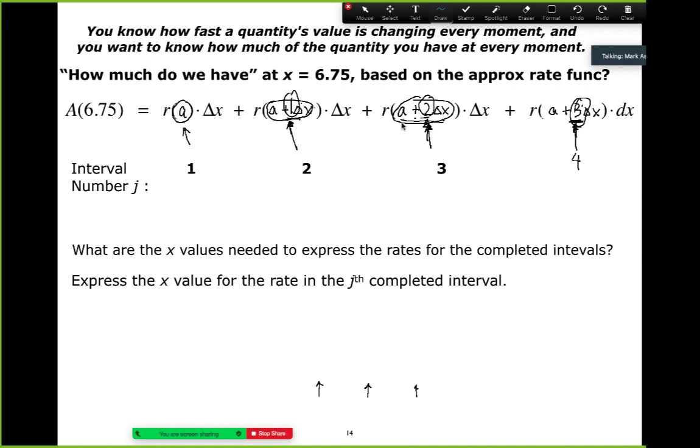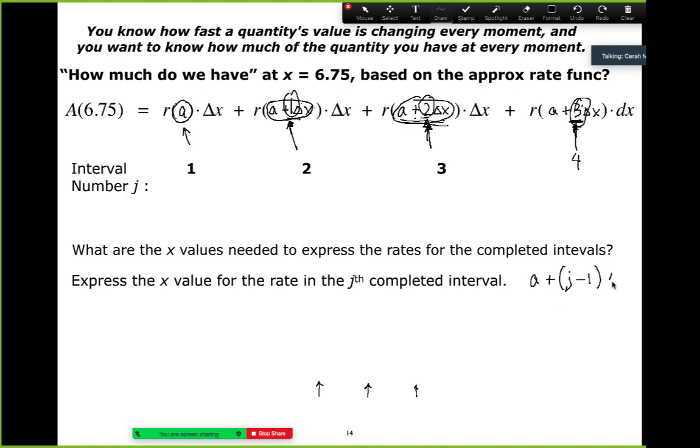What are we going to put into R to get the x value for the rate of the jth interval? A plus j plus 1. A plus, Angel, I'll let you take it. Sorry, j minus 1. A plus j minus 1. Is that the x value of the jth interval? That's not it. You got the hard part of it, but it's not right. It's j minus 1 times delta x.